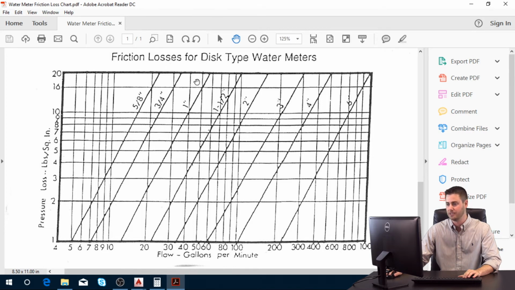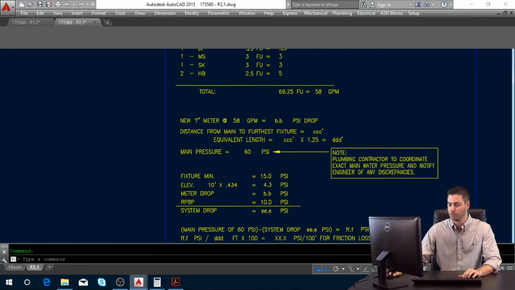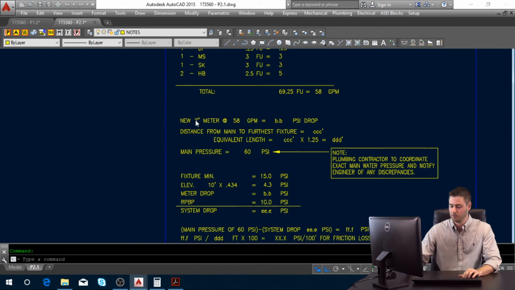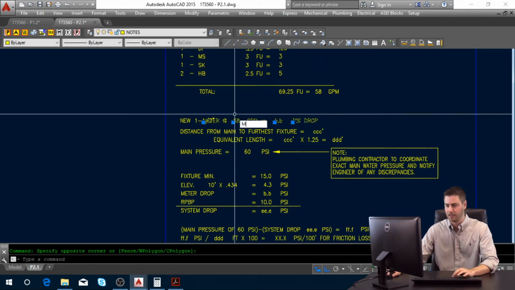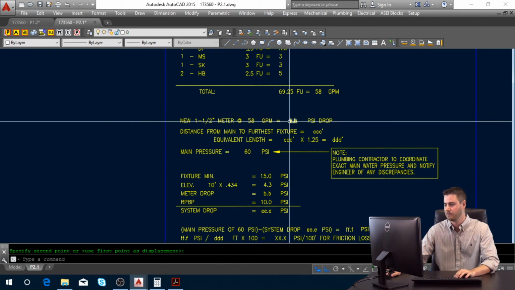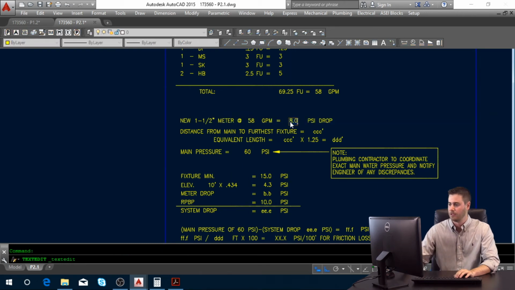So in this case, we have a 1-inch meter, but that would be too high. That'd be at about 17 or 18 pounds of loss. Next, we have a 1.5 inches, and if you come over here, that's at about 7.5 or 8 pound loss, or 2-inch, which would give you about 2.5 pound loss. So again, we want to use the smallest one that does not exceed 10, which gives us our 1.5-inch meter at an 8 pound friction loss. So we'll go back into our water calculation and put 1.5-inch meter at 58 GPM, gives us, as we just said, 8 PSI drop.